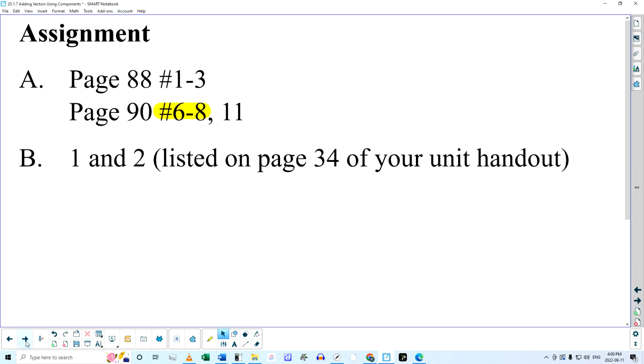Okay, so your assignment, page 88, questions 1 to 3, page 90 of your textbook, numbers 6, 7, and 8, and also number 11. I've highlighted some of that, what you're looking at on the screen, because in your handout I believe it just says 6 and 8, but I would like you to do 6, 7, and 8, and 11. I've also got a couple of additional problems typed out on page 34 of your unit handout.